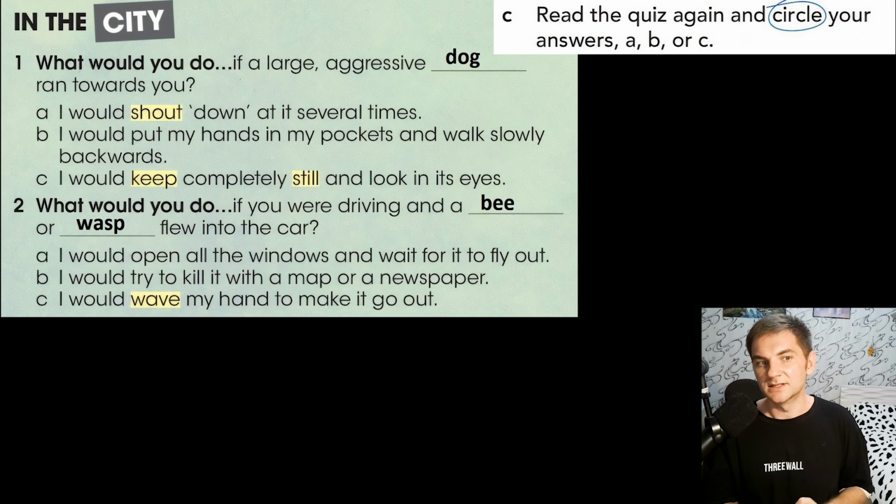Finally, part C. Read the quiz again and circle your answers A, B, or C. You can't know everything for sure, so just try to guess. It will be like this. First, one section of the questionnaire, you try to guess. Then the answer comes. Then another one, and so on till the end. After that, you can listen to me translating it for you.